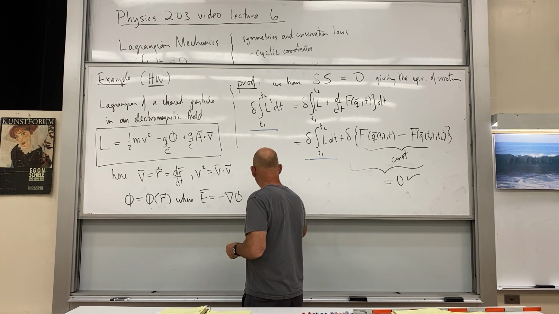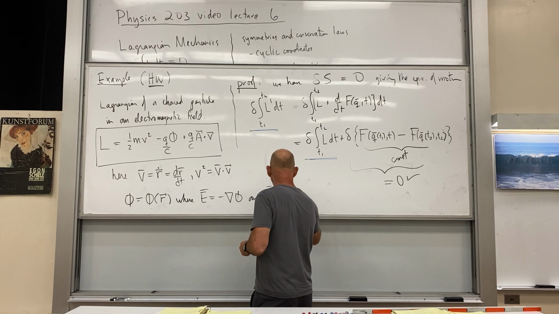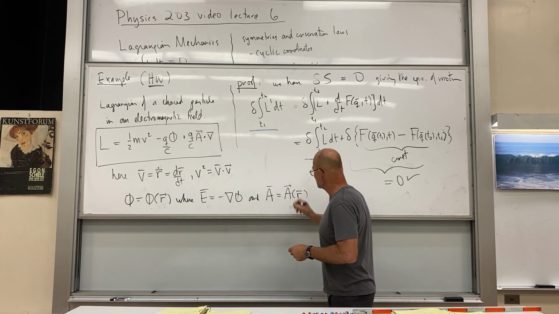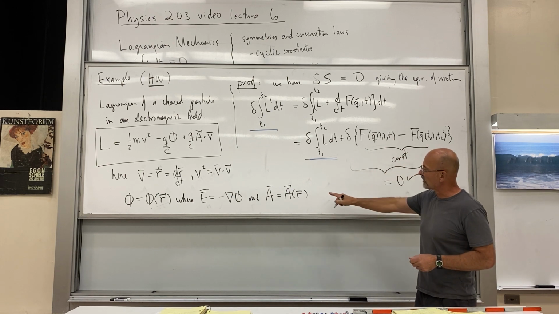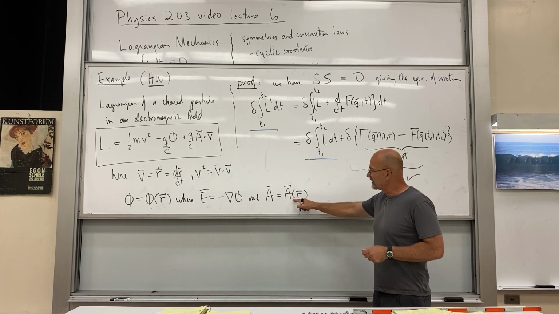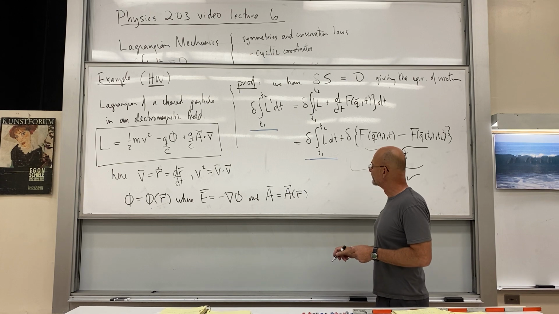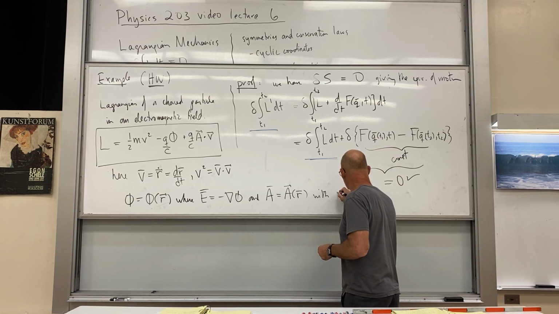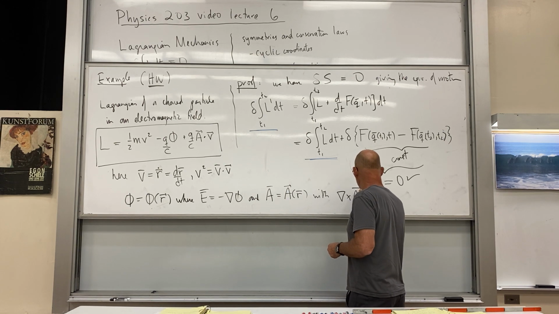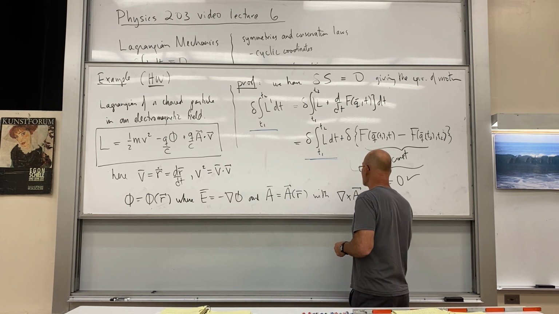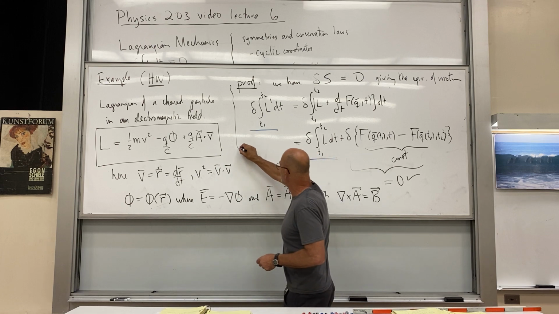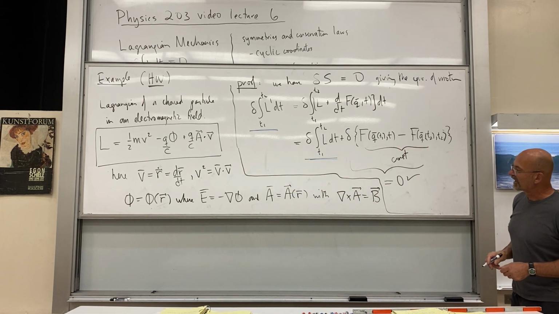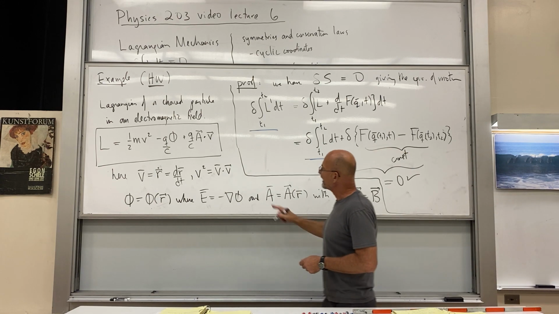And A is equal to A of r. Again, we could also make it a function of r and t, but we'll just say A of r. And that is the vector potential. The curl of A is equal to the magnetic field. Okay. So that's what we're talking about here, and that's the Lagrangian.